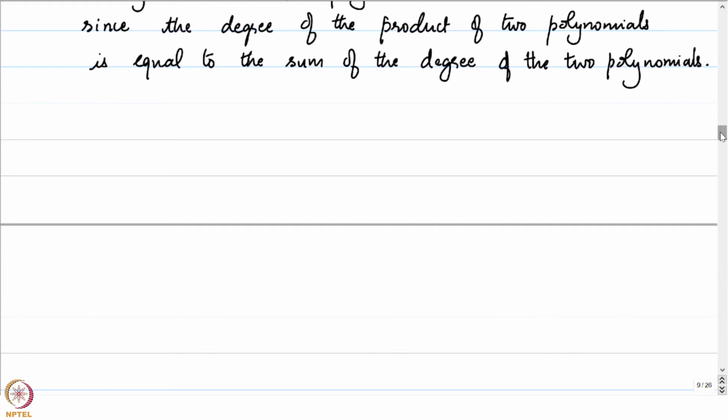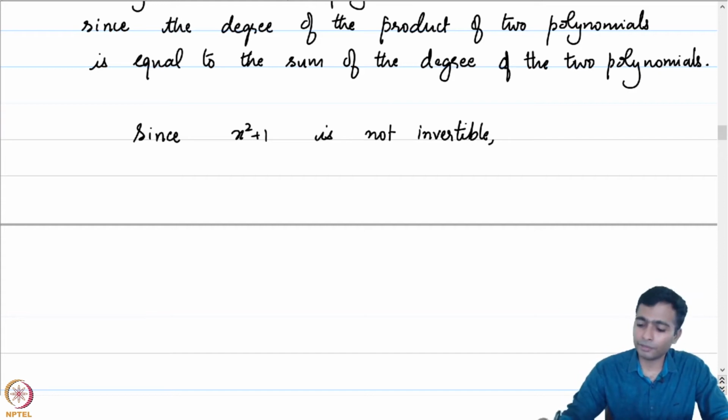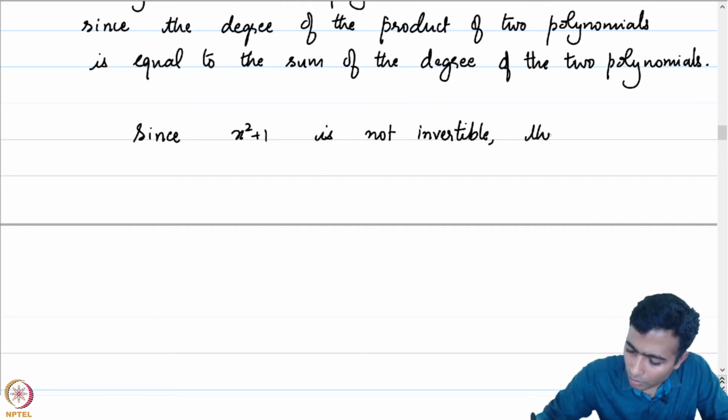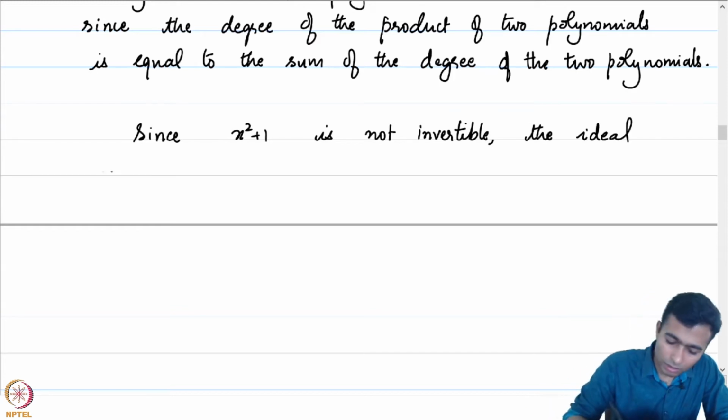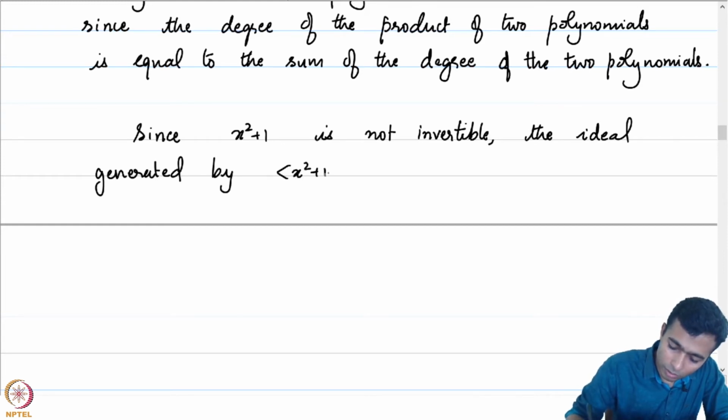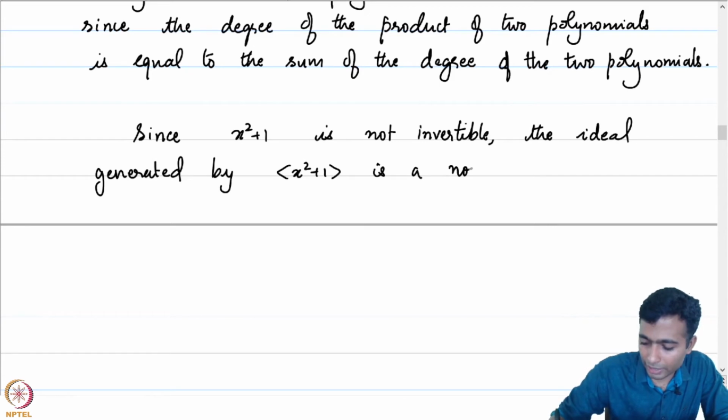Therefore, we can talk about ideals. So let's take the polynomial we are interested in. After all, why are we doing all these things? We are trying to get hold of a root for x square plus 1. So let's take the polynomial x square plus 1. Since x square plus 1, this is a non-constant polynomial, is not invertible, the ideal generated by x square plus 1 will not be the entire ring. The ideal generated by x square plus 1 is a non-trivial ideal.